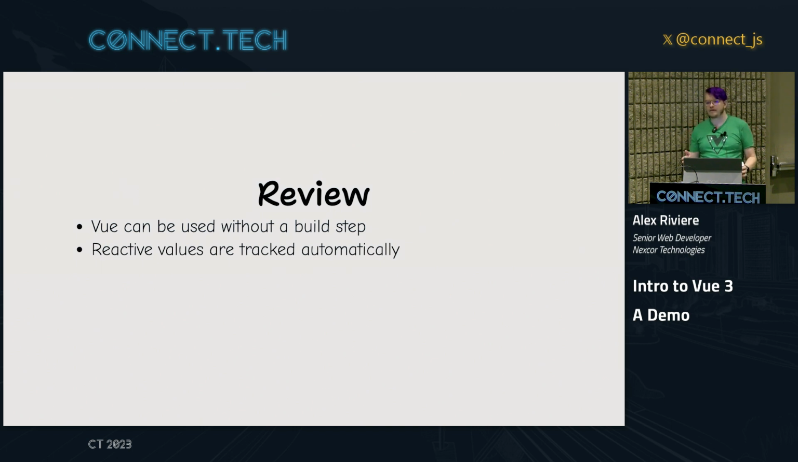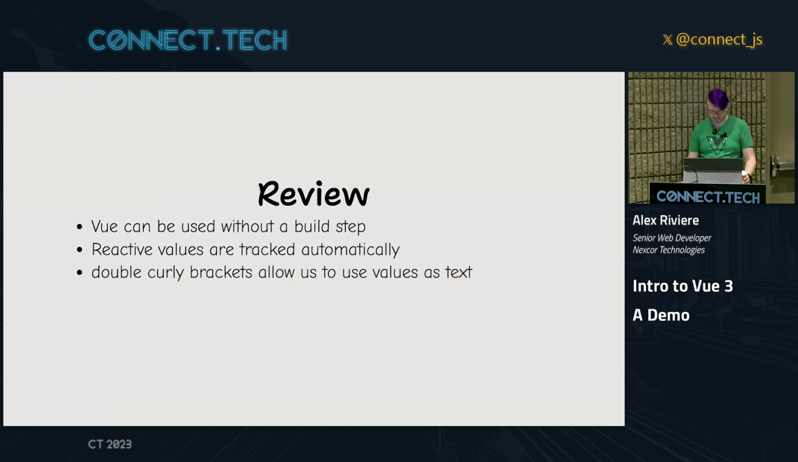So reactive values are tracked automatically. When you get a value from a reactive value, it tracks the function that called it. When you set a value, it then calls every single function that ever called it, basically. So it's able to track all of those things. It also knows when to track something and when not to track something. So it's super handy like that. It's great. I love it.